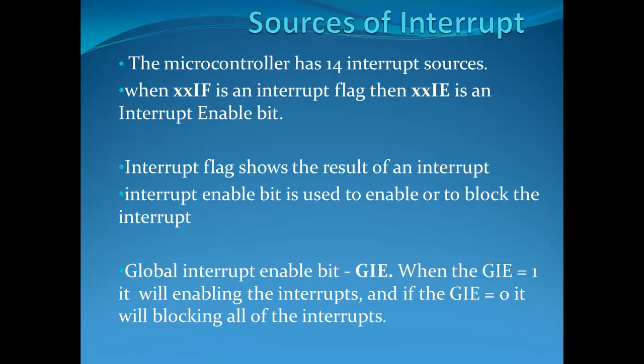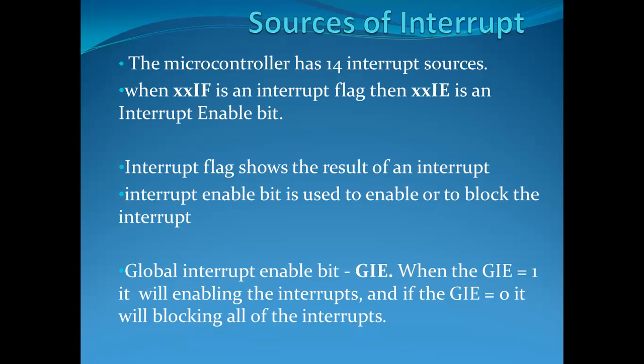The processor has 14 interrupt sources. When xxIF is an interrupt flag, then xxIE is an interrupt enable bit. As an example, 14 IF is an interrupt flag, then 14 IE is an interrupt enable bit. The interrupt flag shows the result of an interrupt, and the interrupt enable bit is used to enable or to block the interrupt. Global interrupt enable bit GIE.